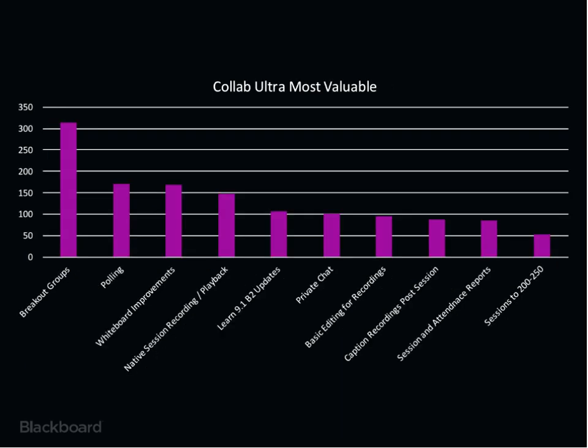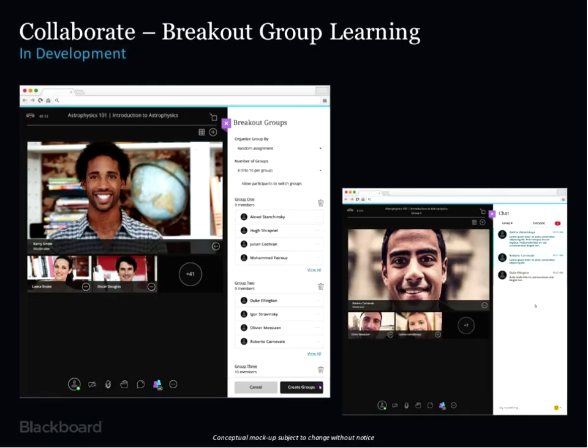If you zoom into the top 10, roughly, these are the top most valuable requested features from our technical preview program. So you see breakout groups leading the pack, polling and whiteboard improvements neck and neck. The ability to record and playback in more of a native web environment, not just a single MP4 file, and then of course Learn 9.1 integration enhancements along with a collection of other features. And you'll see that reflected here in our roadmap now.